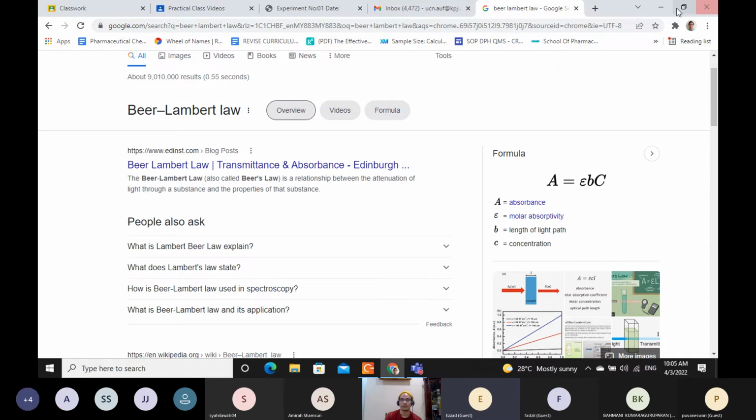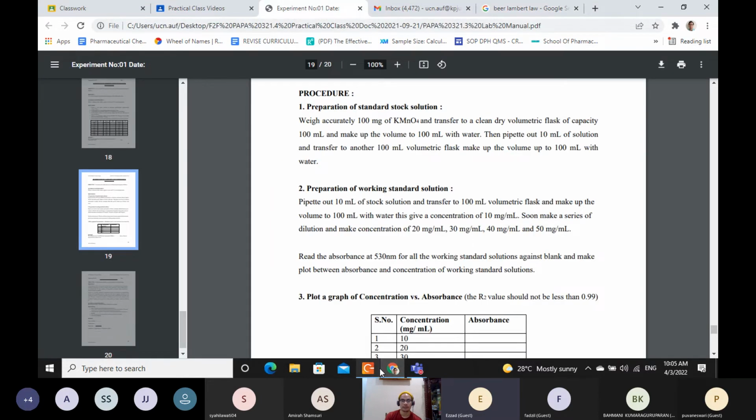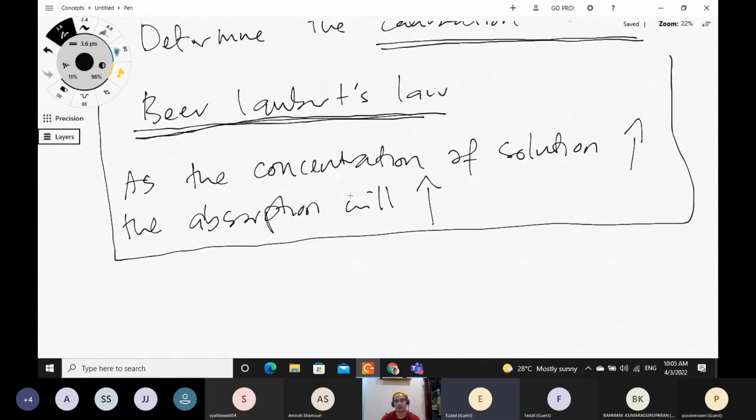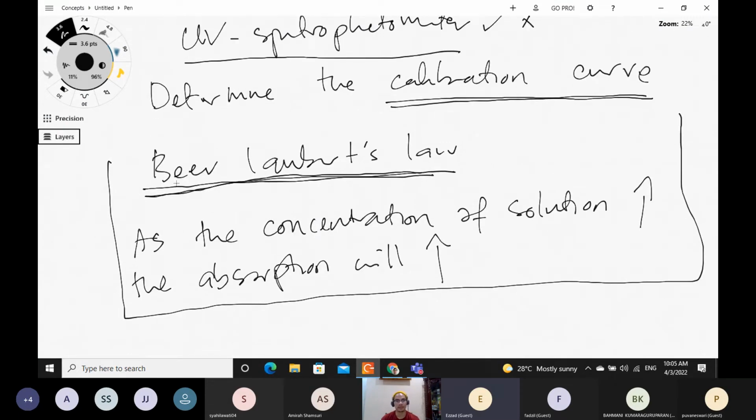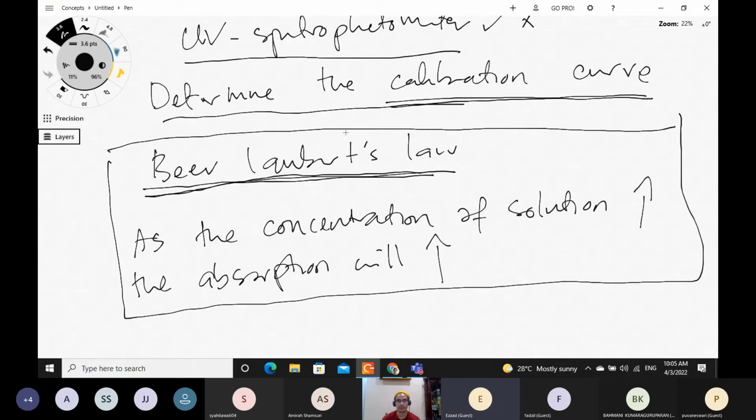Okay, going back to our example. So this is the Beer-Lambert's law. We can test the Beer-Lambert's law of our instrument by determining the calibration curve. So if we want to make sure our instrument operates well, we can test its ability to obey Beer-Lambert's law. So how do we do that? We can determine the calibration curve. So how do we determine the calibration curve?